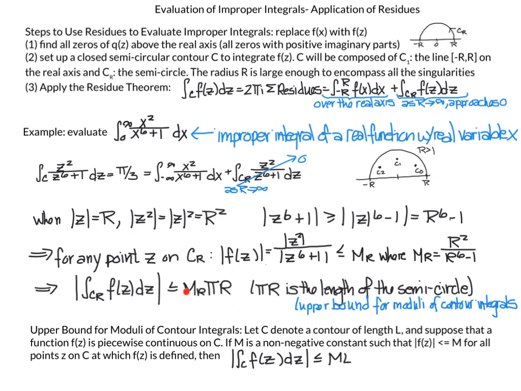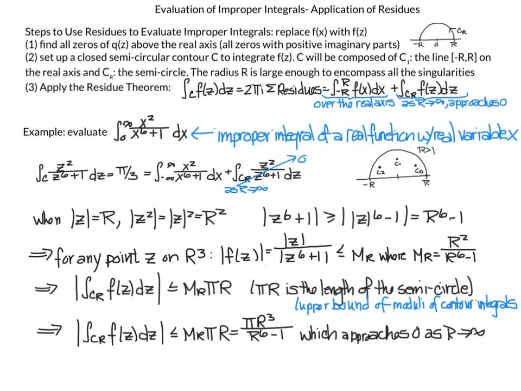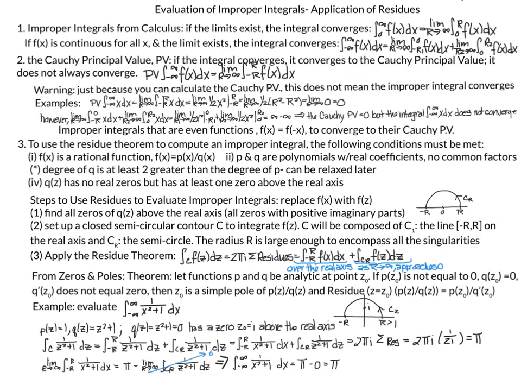And now we can plug in our M sub R for this function. So continuing, M sub R times pi R is equal to pi R cubed over R to the 6th minus 1, which approaches 0 as R approaches infinity. So we have this upper bound that approaches 0. That means our contour integral becomes 0. Okay, that wraps up the main portion of our video.